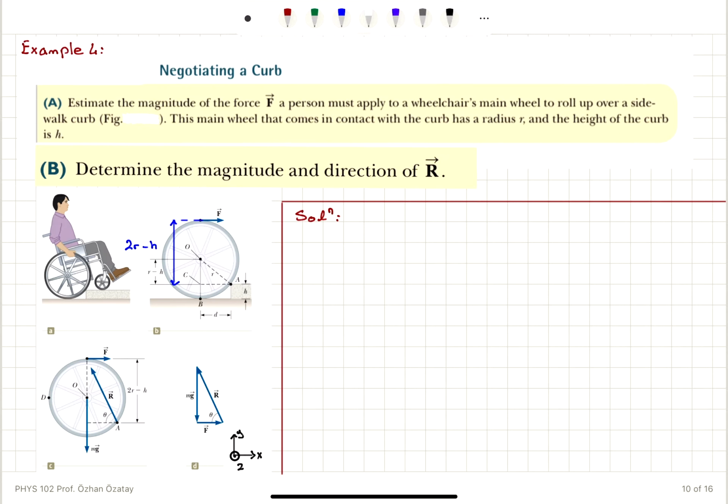Now let's look at another example. Estimate the magnitude of the force F a person must apply to a wheelchair's main wheel to roll up over a sidewalk curb. This main wheel that comes in contact with the curb has a radius r and the height of the curb is h. And determine the magnitude and direction of r, that's the contact force.